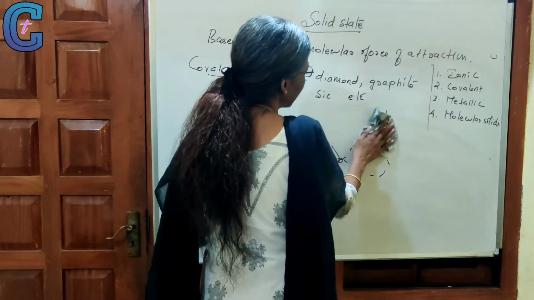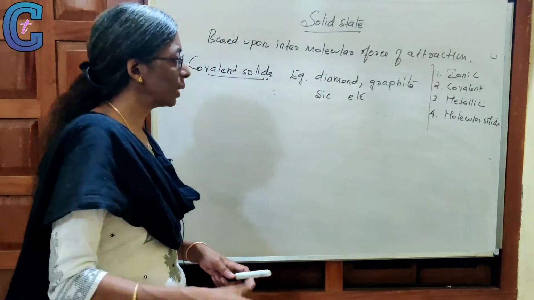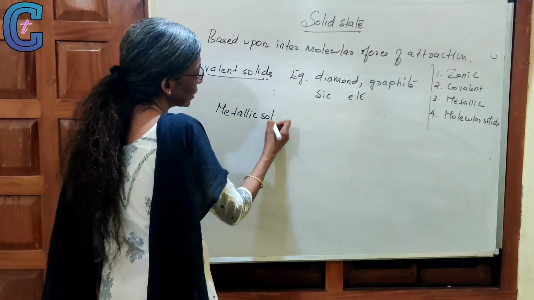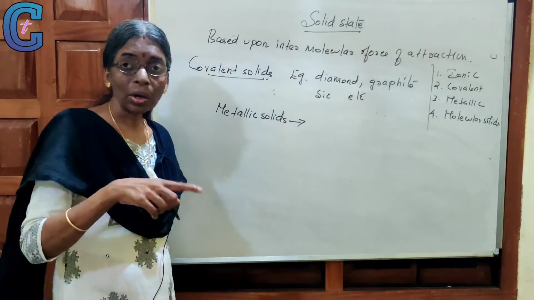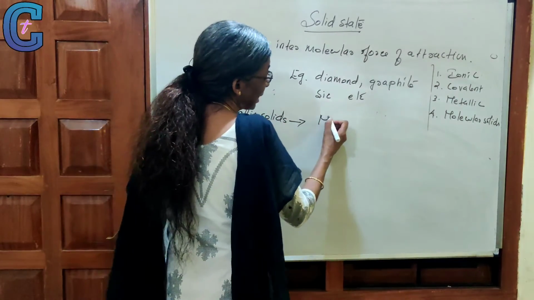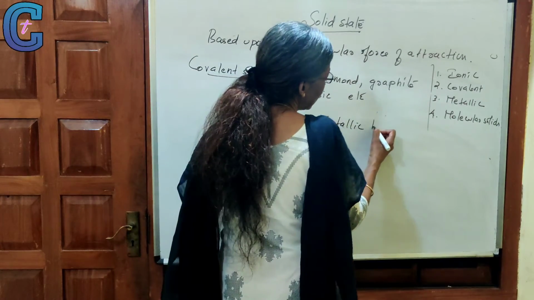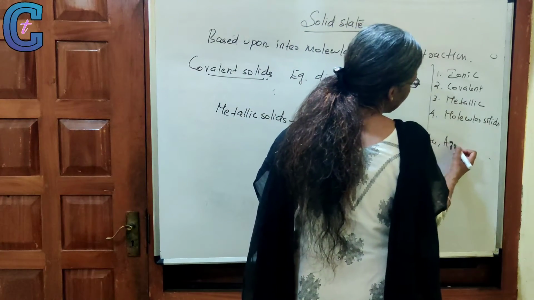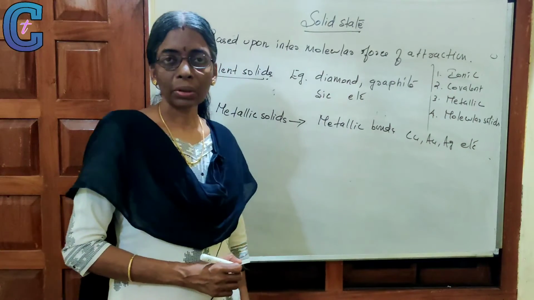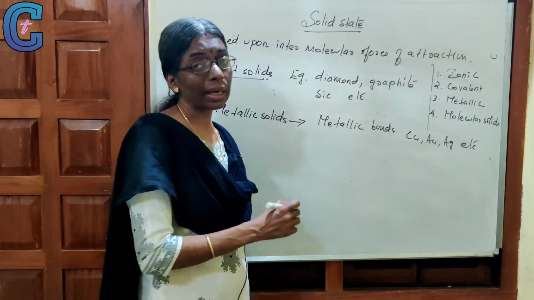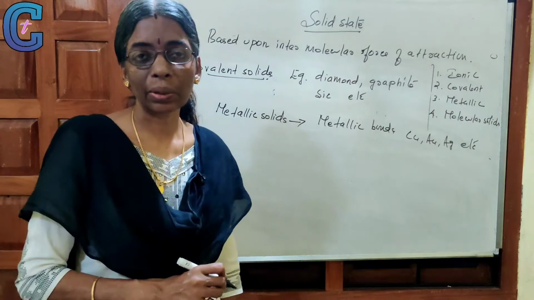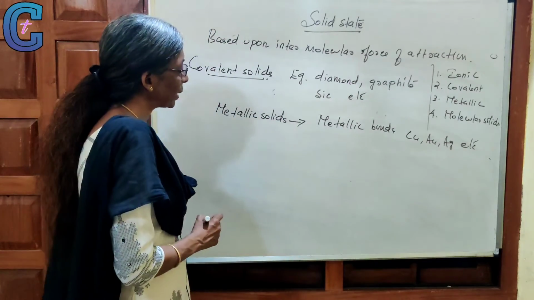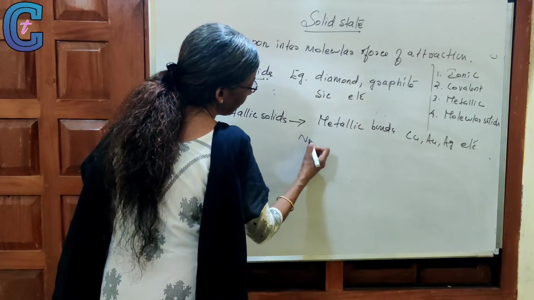Okay, the next one, we can go for metallic solids. I think in chemical bonding we had studied this one. The bond in metallic solids is the metallic bond. Examples of metallic solids: copper, Au, Ag, etc. All metals you can tell. Mercury normally does not exist in solid state; mercury and gallium exist as liquid at room temperature.